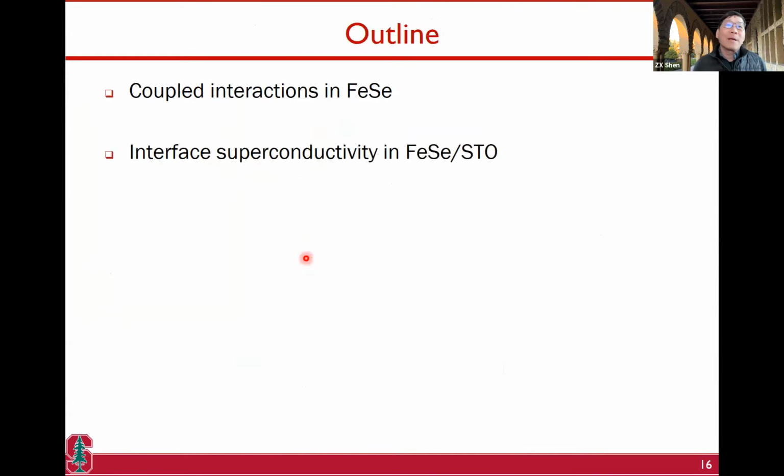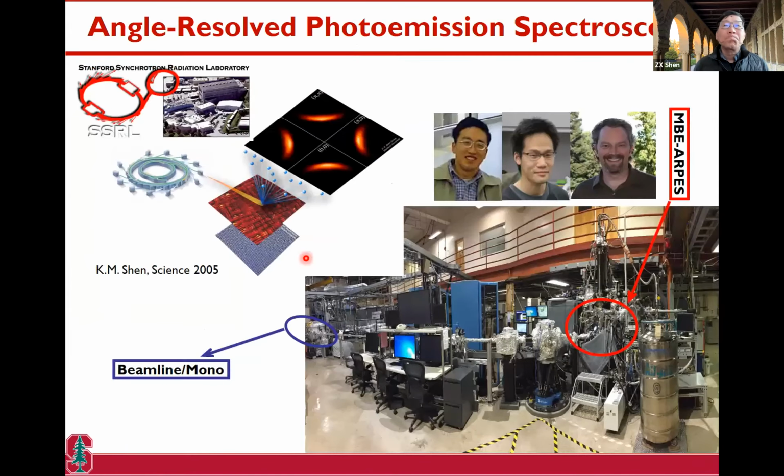Now let me come to the second subject, namely the interface engineering. Our work has really benefited a lot from the contributions of Donghui Liu, Makoto Hashimoto, and Rob Moore, when Rob was still at Stanford; now he has moved to Oak Ridge. You can see that's the beam line, and that's the MBE system. It took a lot of effort to set it up.